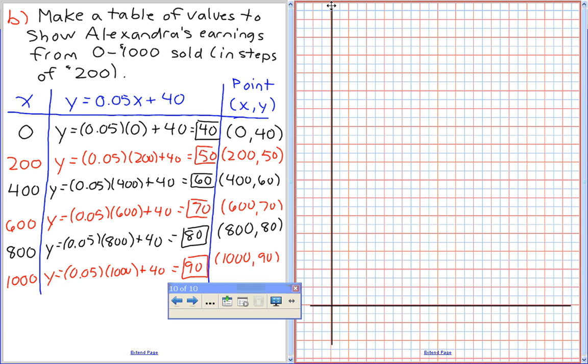Leah asked if you should put a legend on there, and I said, yeah, that's fine. So what we're going to do is put my x-axis here.